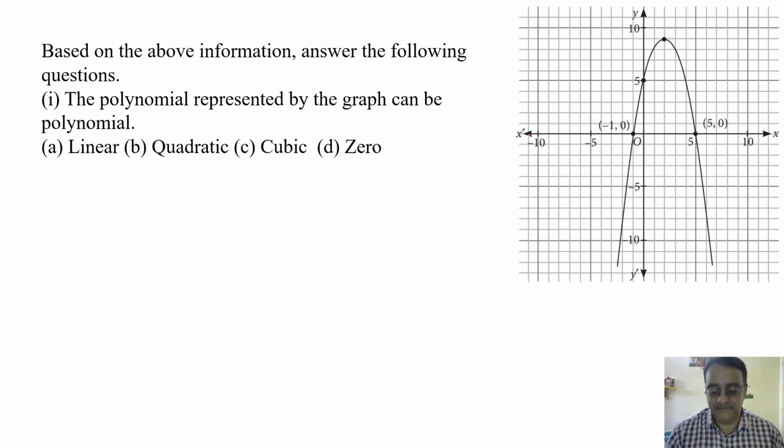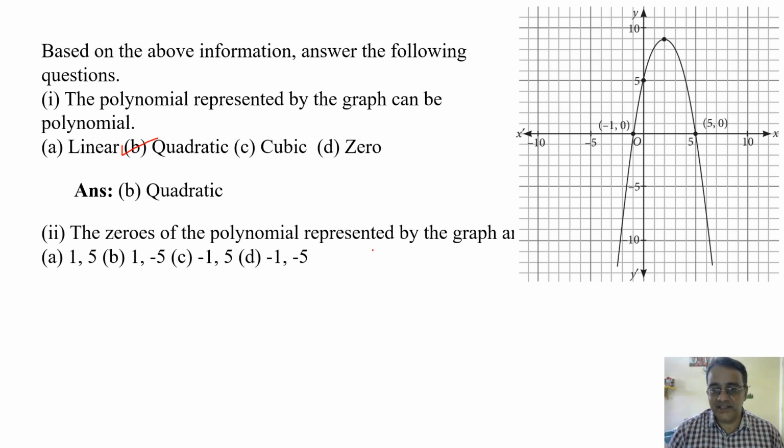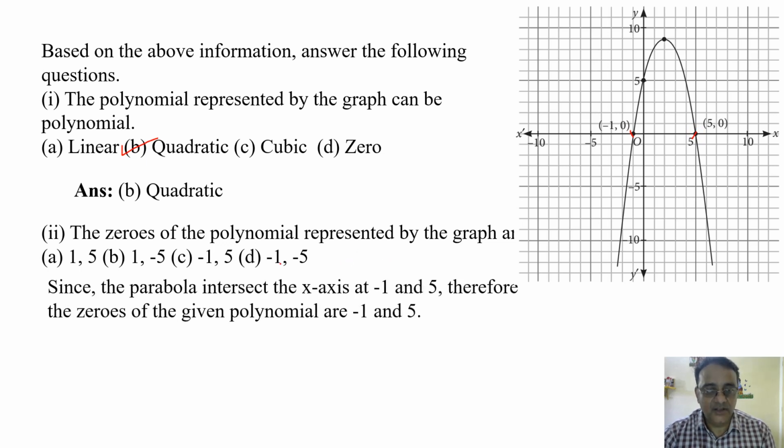The polynomial represented by the graph can be which type of polynomial? Quadratic. Right. Okay, now second question: the zeros of the polynomial represented by the graph are minus 1 and 5. So which option? Option C. Right.